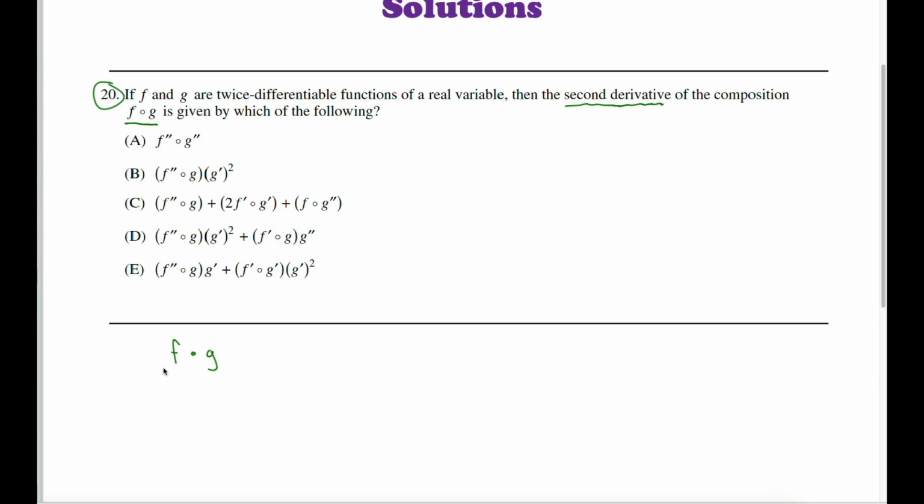But for now, if I'm looking for the second derivative, what I would do is first find the first derivative. To figure out the derivative of a composition, you use the chain rule. The derivative of f of g is f prime of g times g prime. Cool, I got the first derivative. Unfortunately, that's not what the question's asking for. The question wants the second derivative.